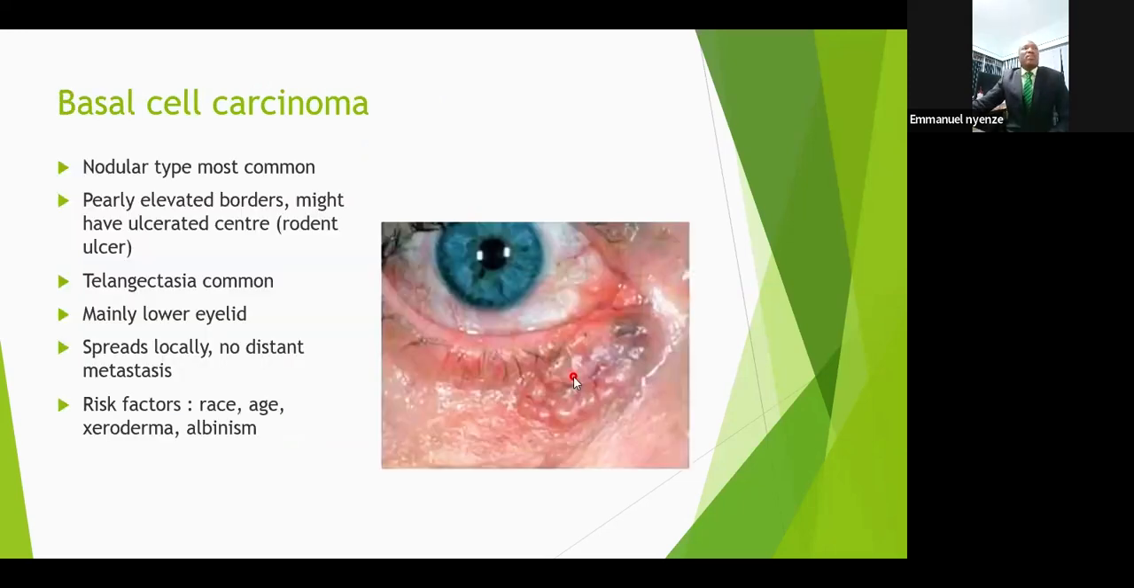On the other hand, basal cell carcinoma is the most common type of eyelid malignancy, as I already said. It typically presents with a multinodular lesion with a center which is ulcerated. This is what is called a rodent ulcer. Telangiectasia, you can see in this picture. I'm not sure whether it's clear on your screens that you can see blood vessels that are crisscrossing. That is typical of basal cell carcinoma.